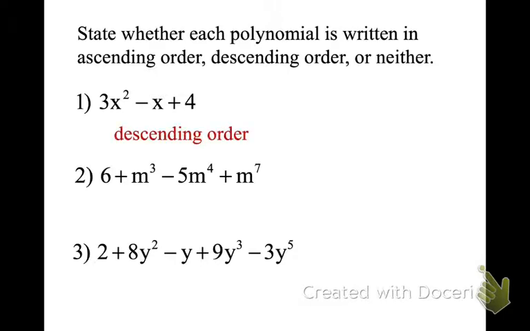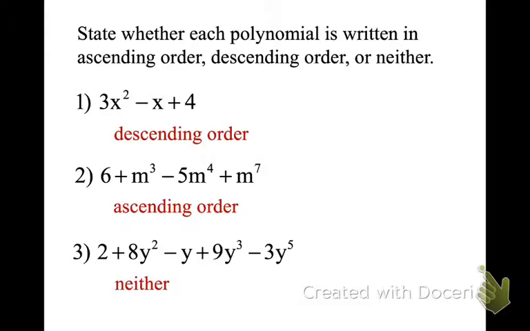Okay, next one, let's go, Greta. Ascending order? Ascending order because it's the 0, the 3, the 4, the 7. Good. And then the last one, Maxime? Neither. Neither. Because it's the second, then the first, then the third, then the fifth.